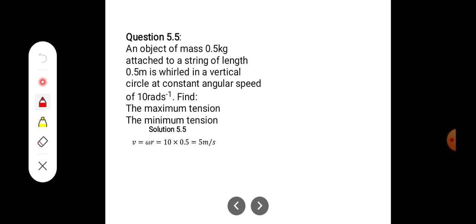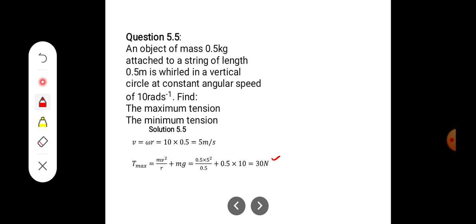Now first of all, we'll find the velocity. Since we are given angular speed, the velocity or speed is omega r, which is 10 times radius 0.5. We have there 5 meters per second. Now the maximum tension T max is mv squared over r plus mg. So if you substitute the value there, you see that we get 30 newtons.